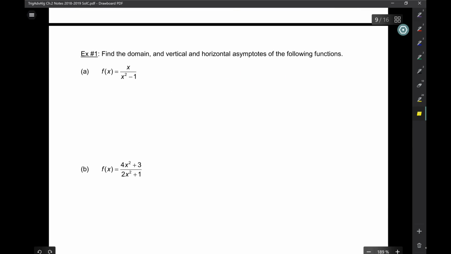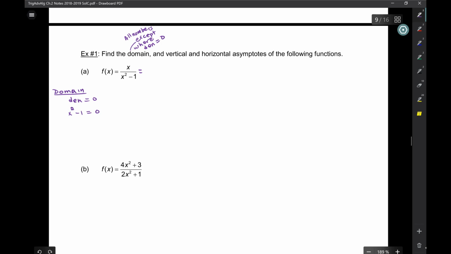Okay. Here we go. We're going to find the domain and the vertical and horizontal asymptotes for the following function. So remember what we said about the domain. The domain is all numbers except where the denominator equals 0. Okay? Now take a look at this: x squared minus 1. Where does the denominator equal 0? So I take the denominator and set it equal to 0. That will be x squared minus 1 equal to 0.